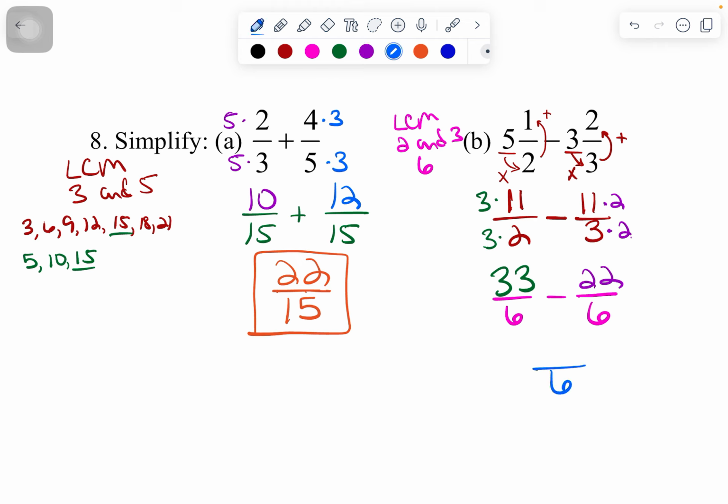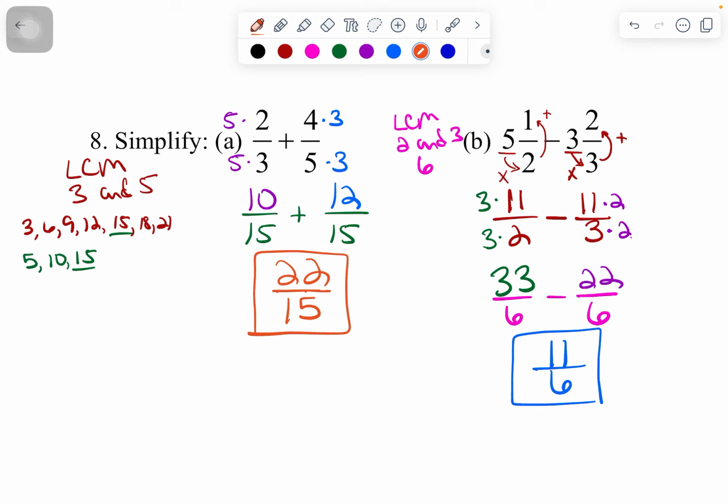The common denominator is going to stay 6. This time I wrote it right, I swear, 6. And then if we take 33 minus 22, we're going to get 11 over 6. So that's the deal if you have to add or subtract fractions, right?